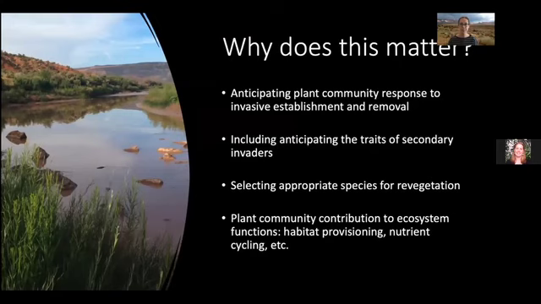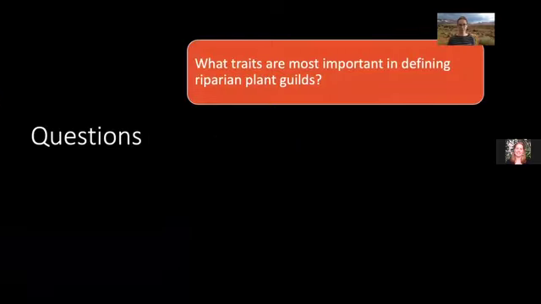Well, this is helpful for anticipating plant community response to invasive species establishment and removal, including anticipating the traits of secondary invaders, and then selecting appropriate species for revegetation. Ultimately, the plant community contributes to ecosystem functions such as habitat provisioning and nutrient cycling, so it's really important that we understand what's going on. This study looks at a snapshot of tamarix cover across a large geographic area and asks, what traits are most important in defining riparian plant guilds? And by guilds, I mean groups of species with similar traits.